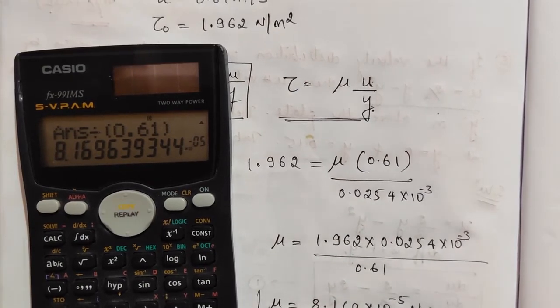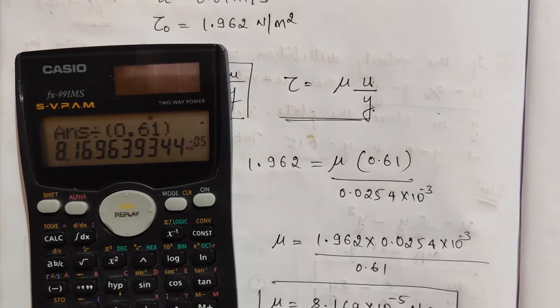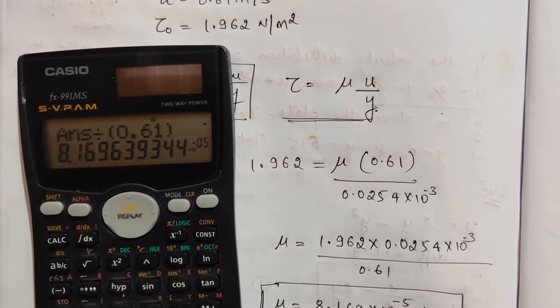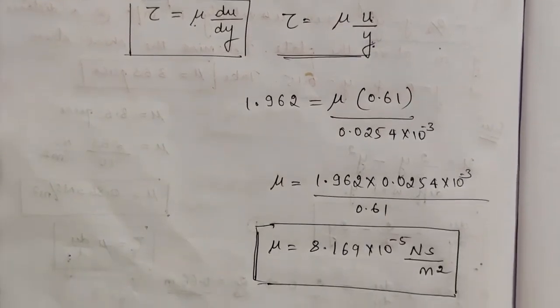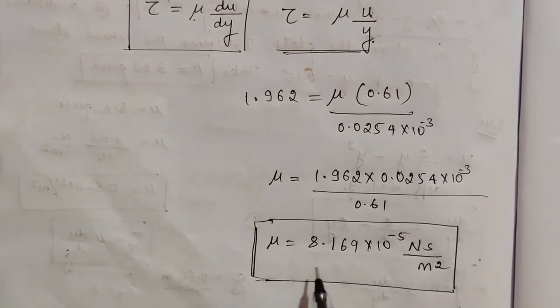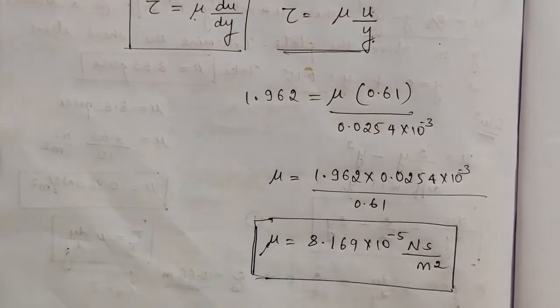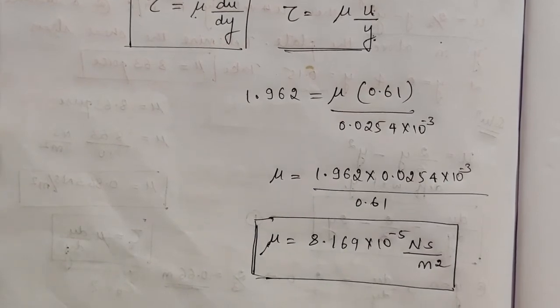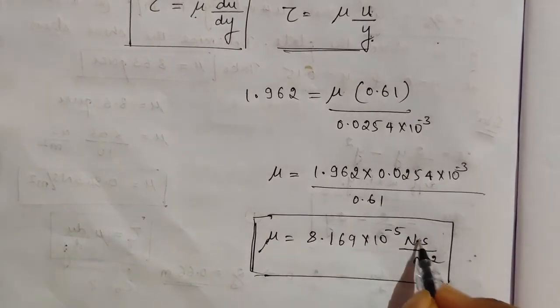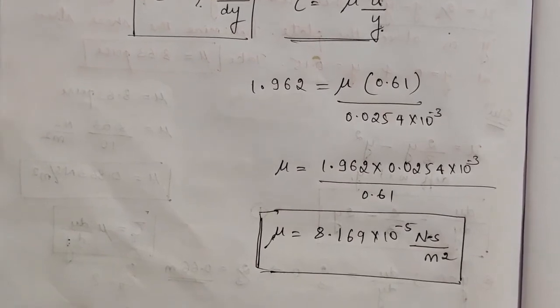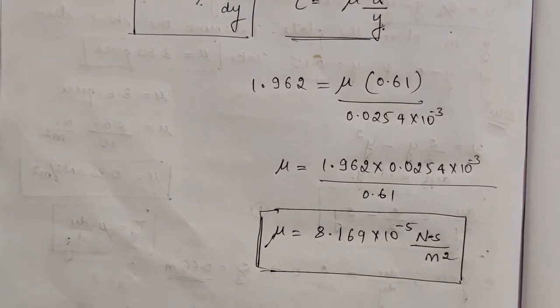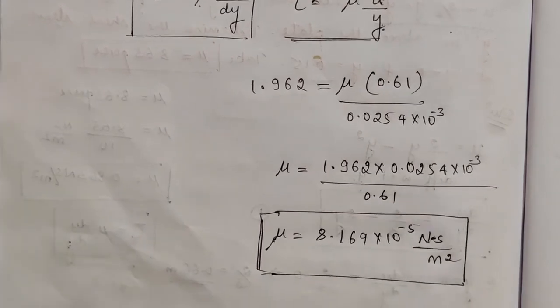You can convert it into poise and also you can write the answer in poise. Okay, for this question, the solution is that mu is equal to 8.169 into 10 power minus 5 Newton second per meter square. Okay, now let us go to another problem, the last problem of today's session.